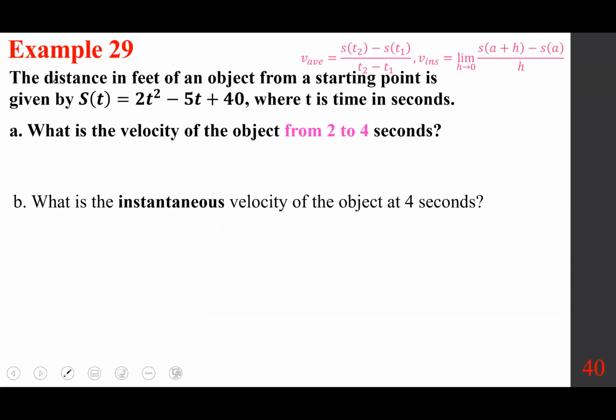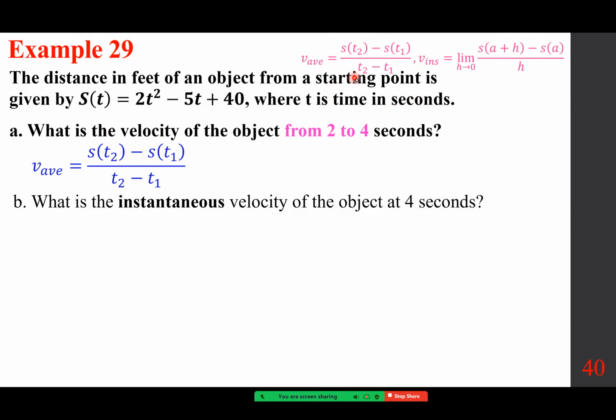Here's the next example. The distance in feet of an object from a starting point is given by s of t equals 2t squared minus 5t plus 4, where t is time in seconds. We want to find the velocity of the object from 2 to 4, which is average velocity. In short, it means the total distance over the total time. That is the average velocity.